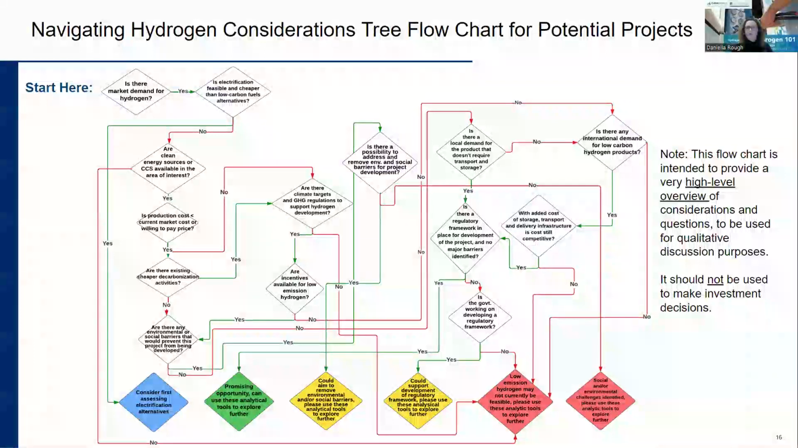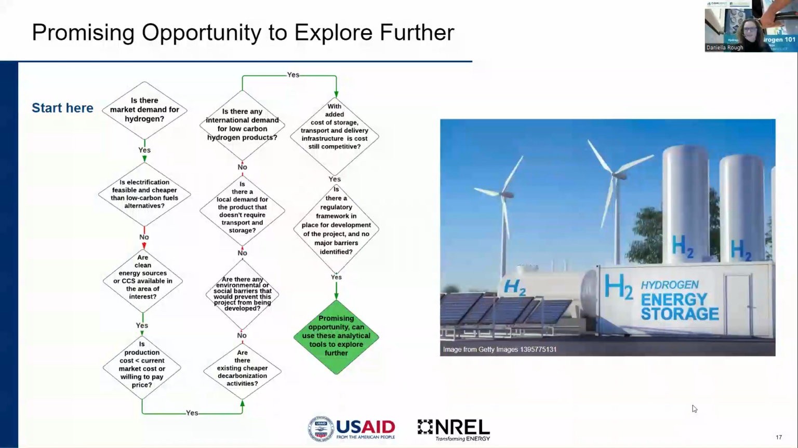I know this flow chart looks a bit daunting and intimidating, so we pulled out a couple of pathways just to give as an example. Again, starting off, do we have a market demand? Yes, fantastic. Do we have other alternatives, for example, electrification that might be cheaper, more efficient, more accessible? No. Okay, in that case, let's keep going. Are clean energy sources available? Or if not, do we have carbon capture and storage available to make sure that that qualifies as low carbon or clean hydrogen? If we do, then we keep going. Is the production cost lower than the current market cost or willingness to pay? Yes, very interesting.